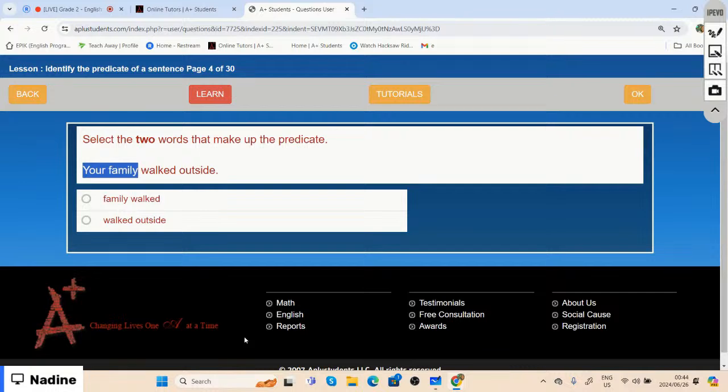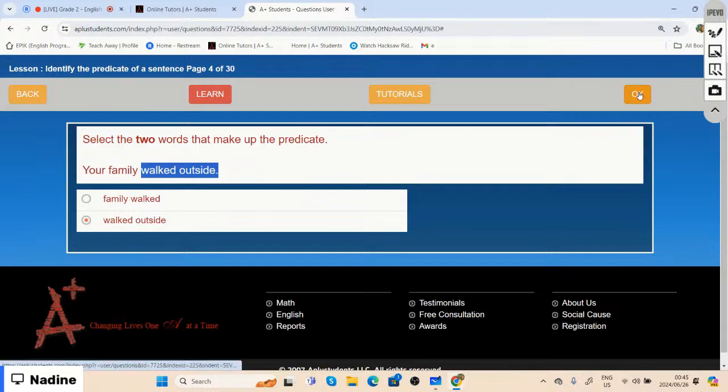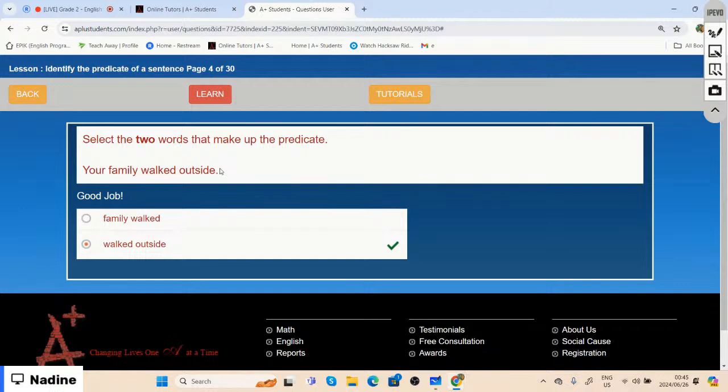All right. So yes, if we were to choose two words that make up our predicate, then we would say walked outside, because walked is our verb and outside is the other word after our verb that tells us about your family, right? So option 2 is correct. So well done.